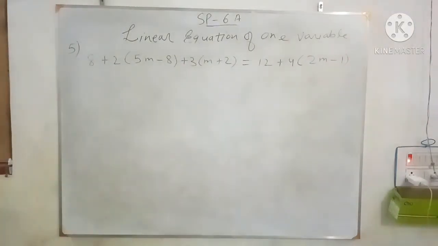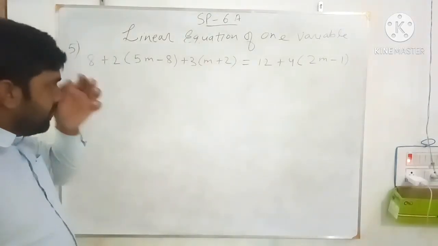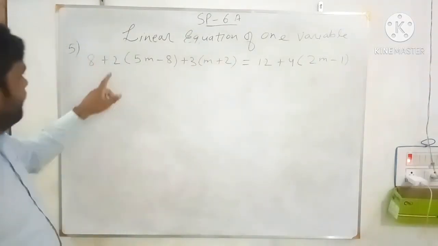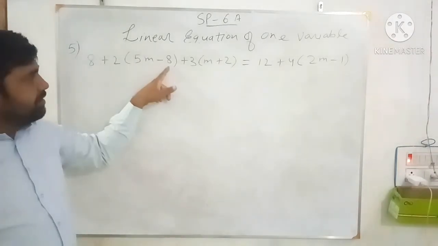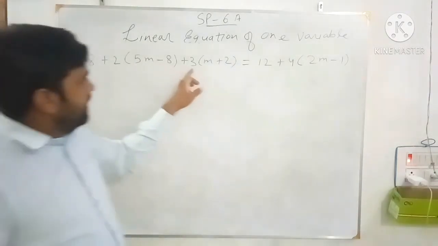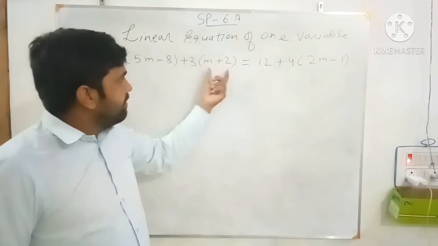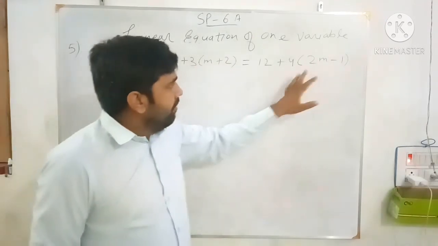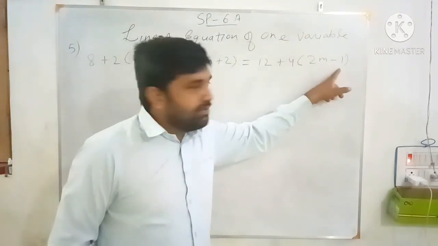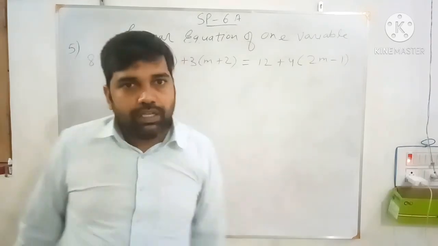See what we do in this type of equation. Again first we open all these brackets. So how will all these brackets be opened? When 2 will multiply each term of this bracket, then this bracket will be open. When I will multiply the 3 with each term of this bracket it will open. When I will multiply this 4 with each term of this bracket, then this bracket will also be open.